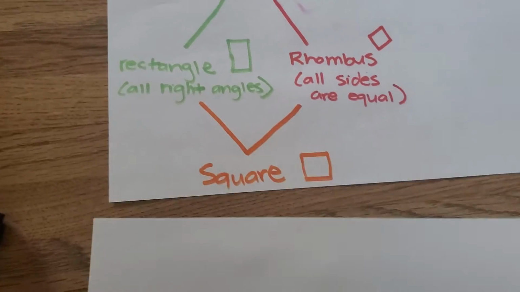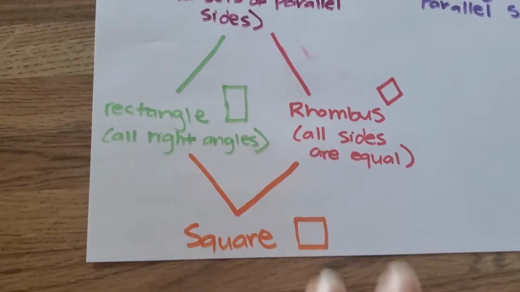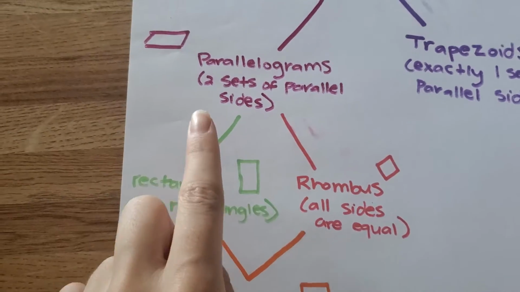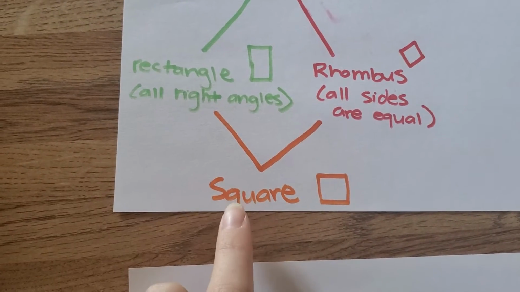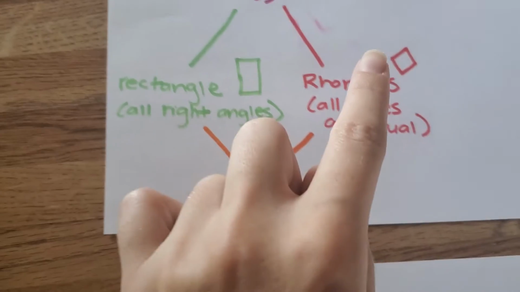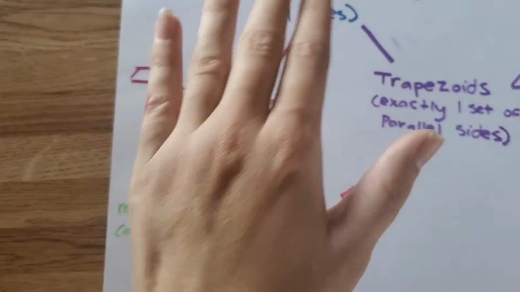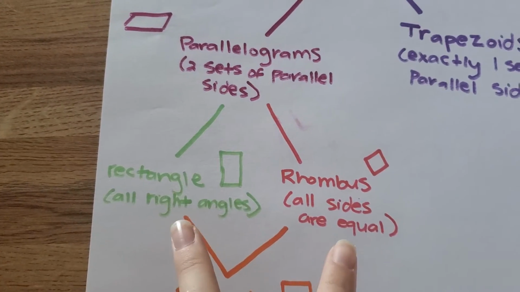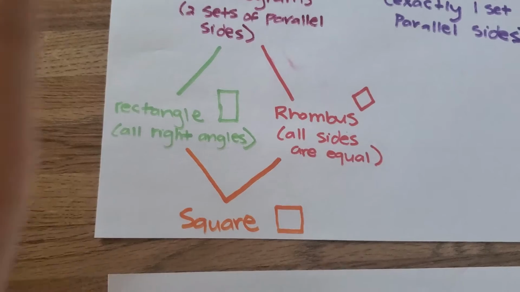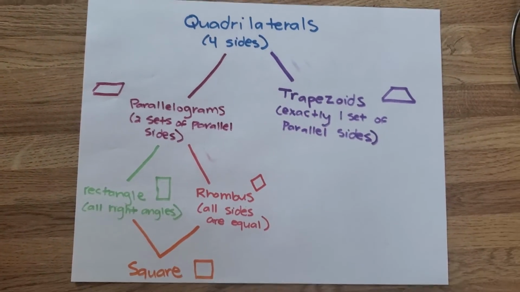Now, our very last shape here is our special one. It is a square. A square is a parallelogram because it has two sets of parallel sides. It's a rectangle because it has all right angles, and it's also a rhombus because all of the side lengths are equal. So it is a culmination of this whole side of the tree. It is a rectangle and a rhombus together, and it is also a parallelogram. So that is how our quadrilateral family tree works out.